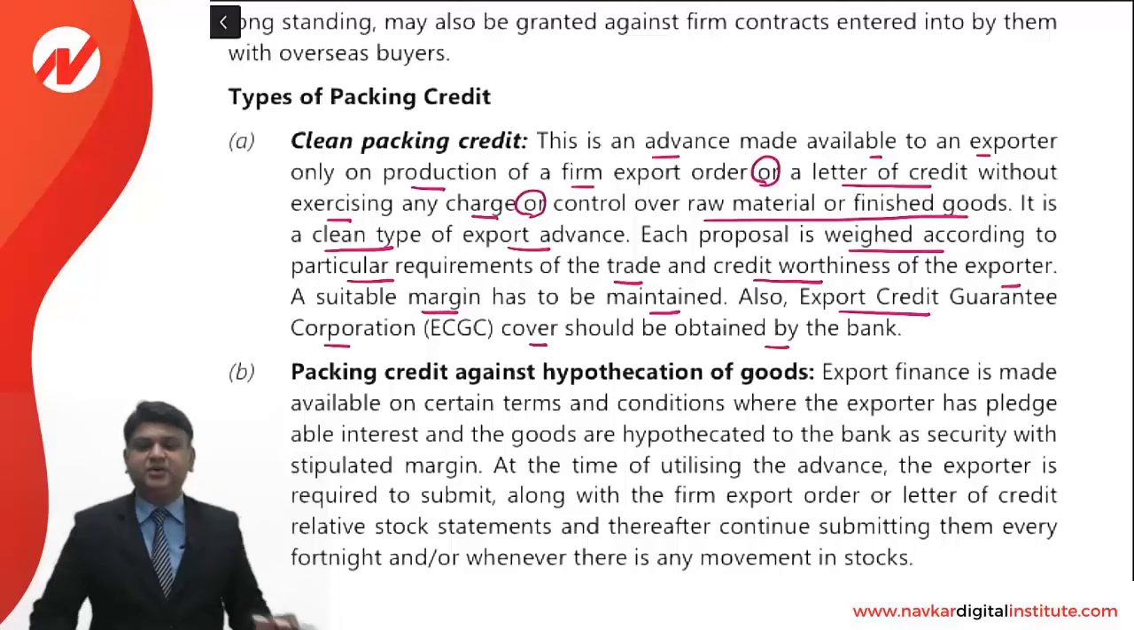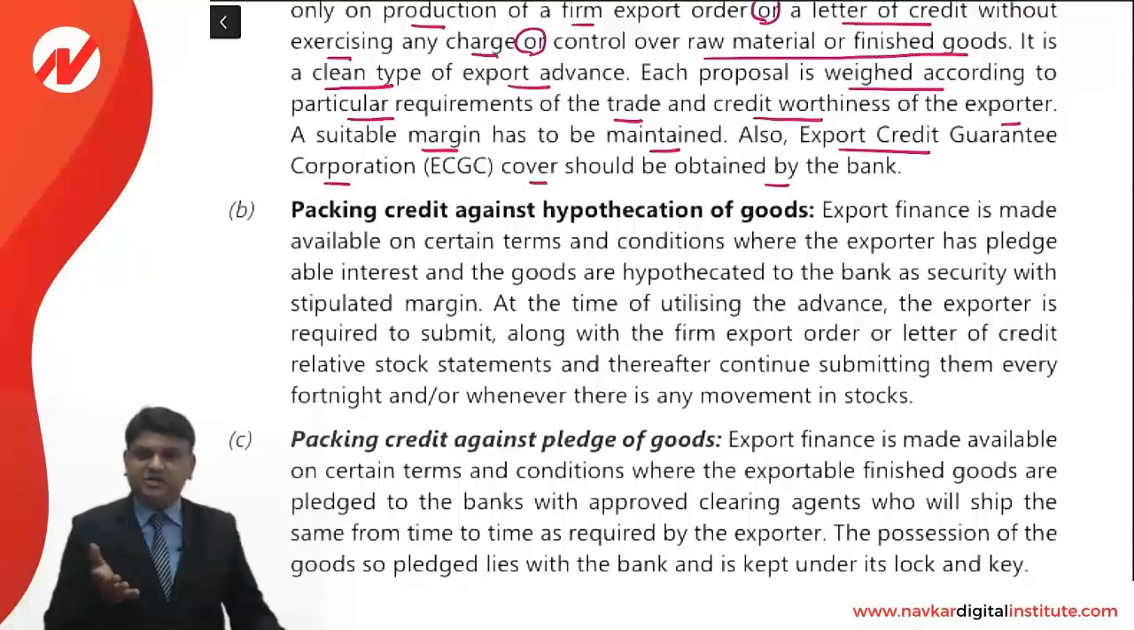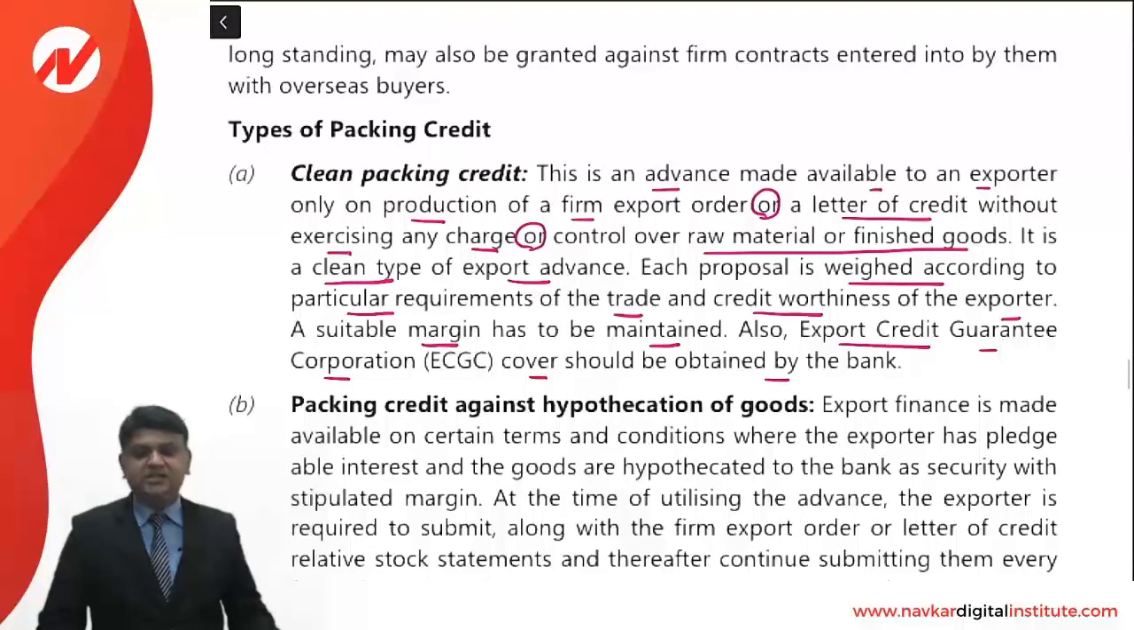Suitable margin stands for a kind of bank margin. We understand something like this. Suppose I want to purchase a house property for a value of 50 lakhs. Then the bank will give me a loan of 40 lakhs or 45 lakhs, something like that. So that difference is considered to be the bank margin. Similarly, over here, margin will be kept by the bank, and the insurance cover, in simple language, should be obtained by the bank. This is the way you are required to give the answer for clean packing credit.